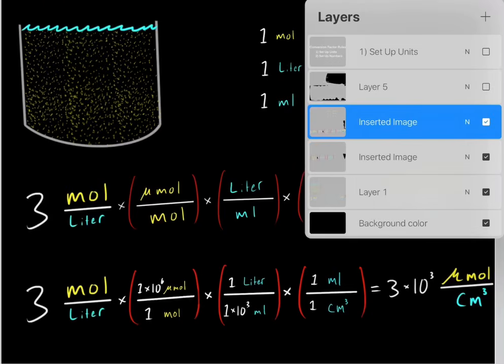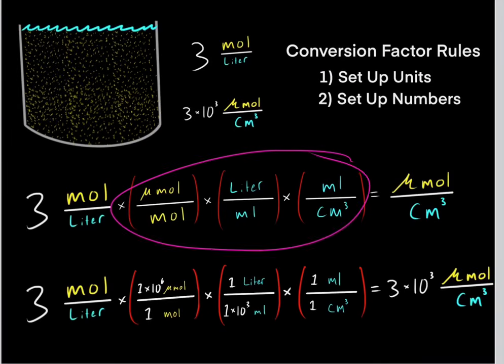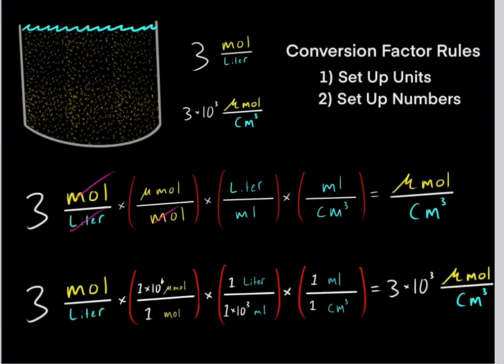But again, it's that same idea. Whenever we're doing conversions, whenever we have one value and we want to convert it to new units, the first step is to set up the units so the units cancel and you're left with the units you want. That's always the first step. The second step is to set up the numbers so each of these conversion factors is equal to 1. That way you're not physically changing this value.